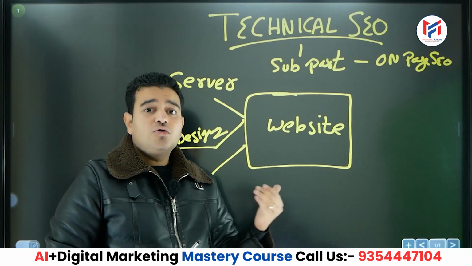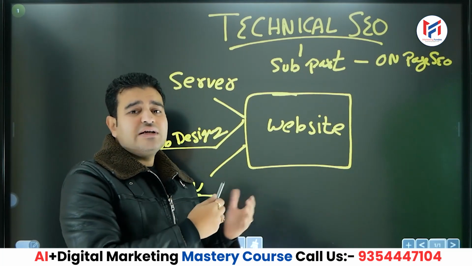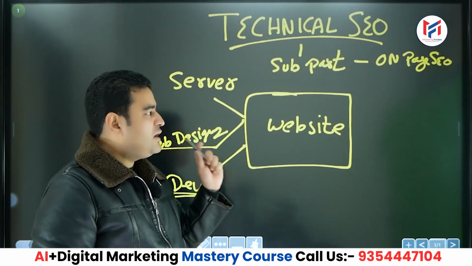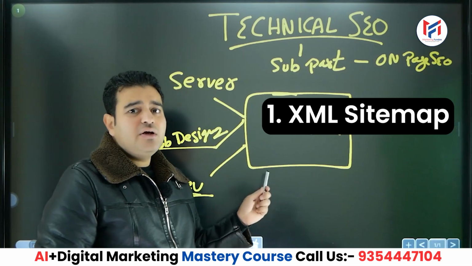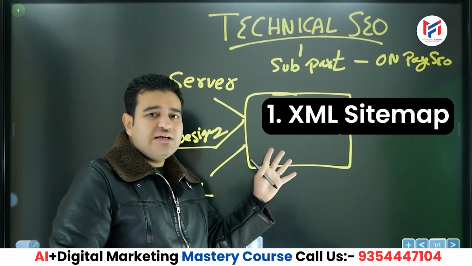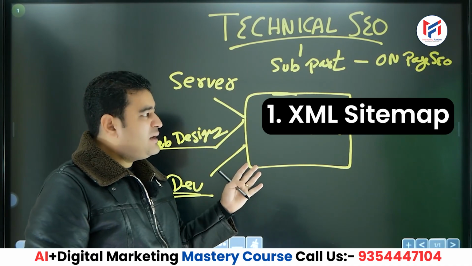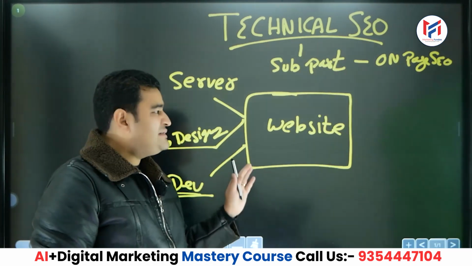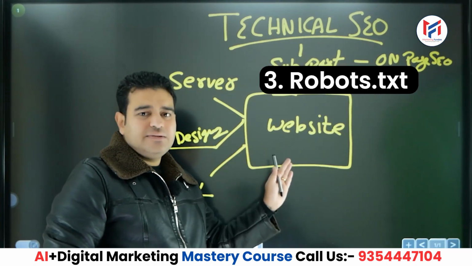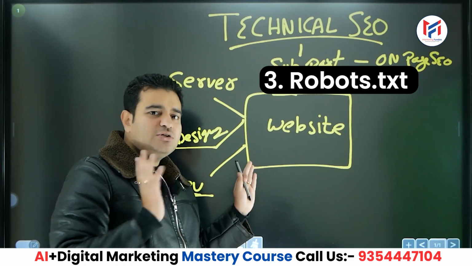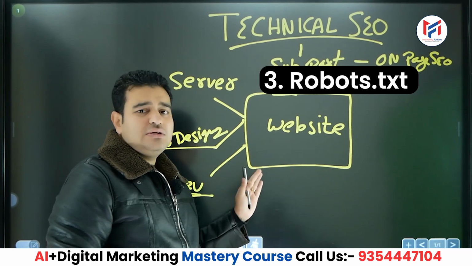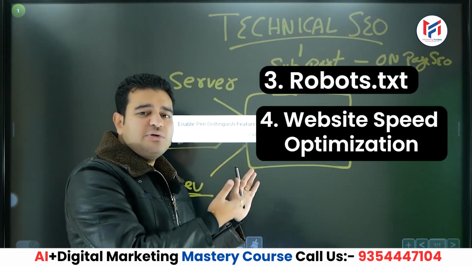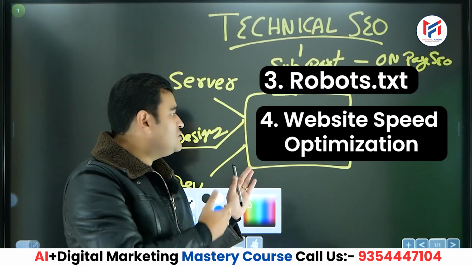Inside it, there are some important lists that fall under technical SEO. Now, the very first item on our technical list is the XML sitemap, which is primarily used for search engine crawlers. The second one is the HTML sitemap, and this sitemap is for the users. The third one is robots.txt. This is very important. You will learn this in this course. Fourth, web page speed optimization. Every page has its own loading speed, right? Which is very important for every website.